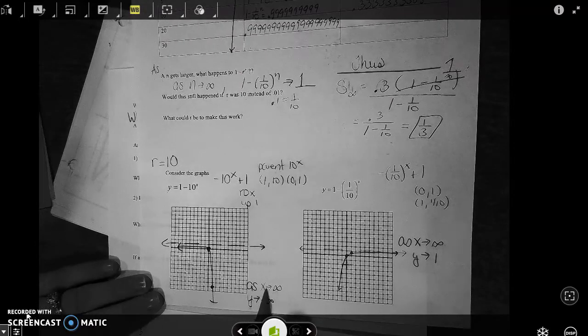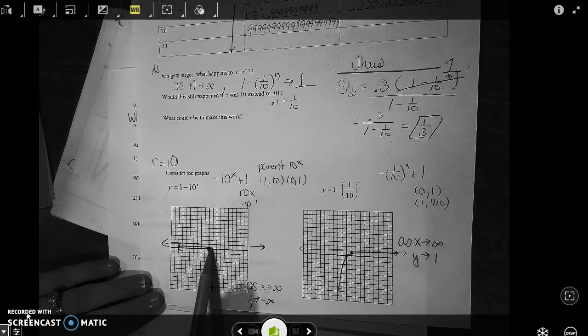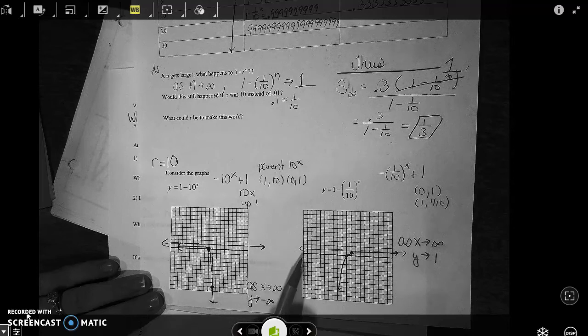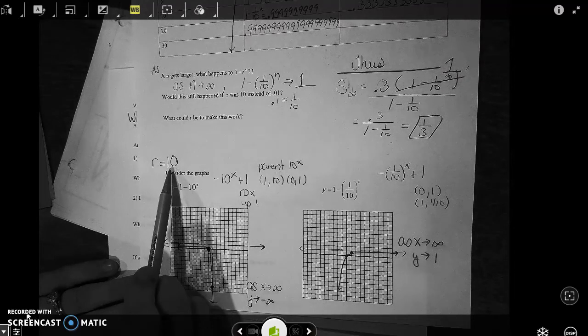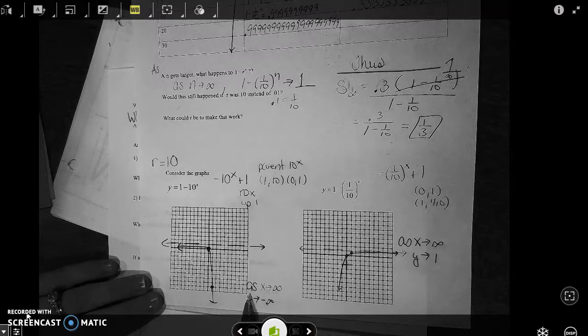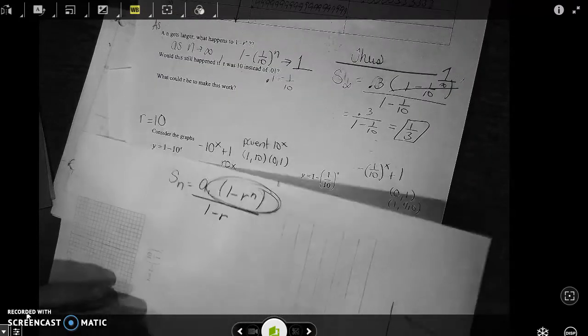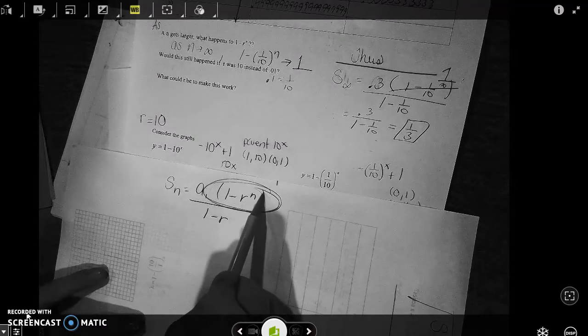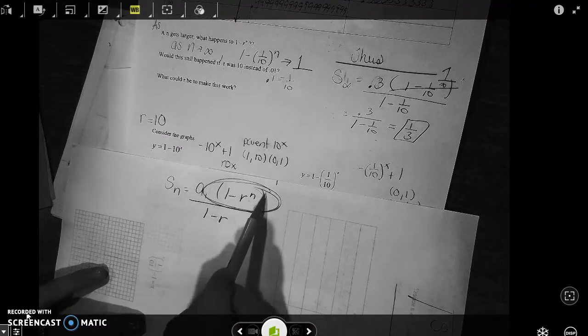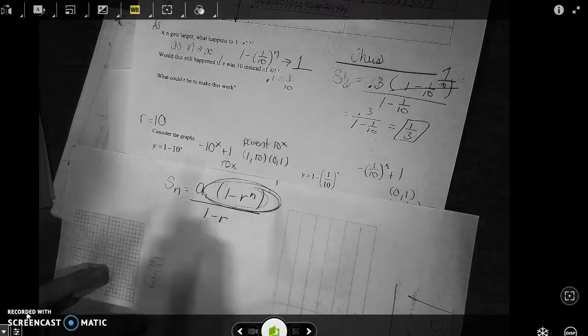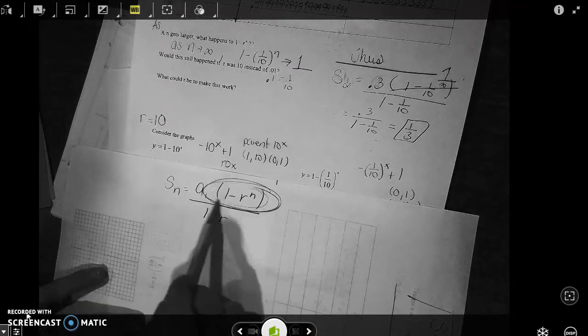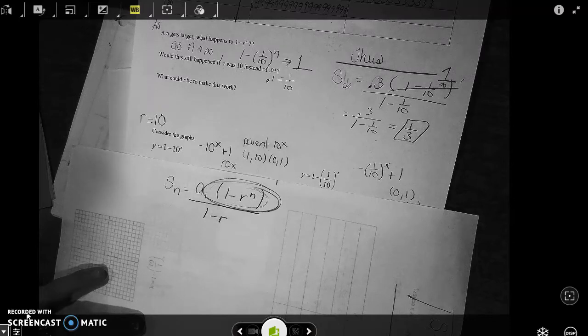As our x gets bigger and bigger, and again, x is the same as the number of terms, as the number of terms increases with our common ratio being 10, we see that the value of 1 minus r to the n is going to negative infinity. Okay, so again, let me pull that formula up. The value here, where r is 10, of 1 minus r to the n is not getting closer and closer to a very specific number.